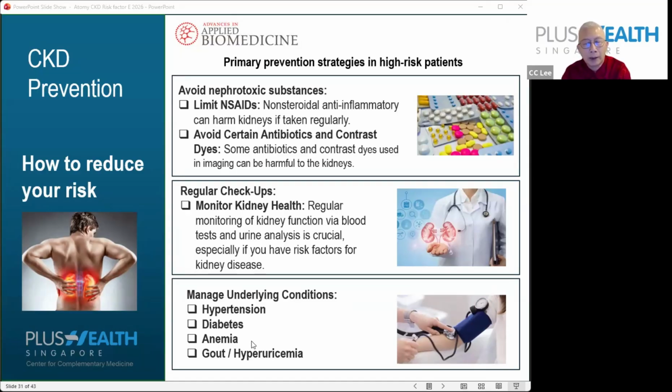We will talk about how to handle the anemia conditions in the next talk. And for gout and hyperuricemia, we just mentioned. So therefore, control based on your diet, take the right diet and avoid those gout-causing diet itself.